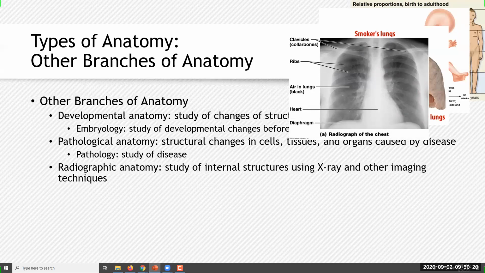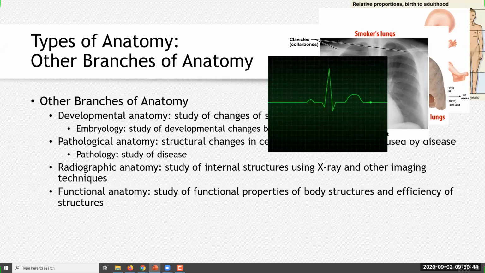When we look at radiographic anatomy, now we're using some kind of device to take pictures or images of our body, such as this X-ray image over here. And you could see the different structures as we look at it through this type of imaging.